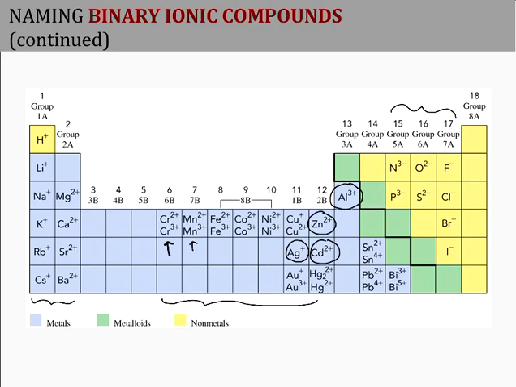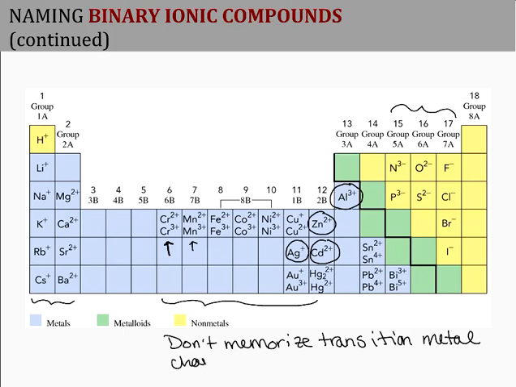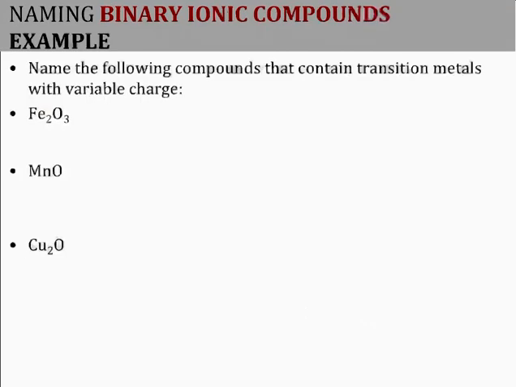Now, you do not have to memorize those charges because you can always figure out the charge based on what it's bonded to. So don't memorize transition metal charges because, again, we can figure out their charges based on what they're bonded to. So let's name these following compounds that contain transition metals with variable charge, and I'll show you how we figure out that charge. We already went over a couple of examples, but let's go over a few more.